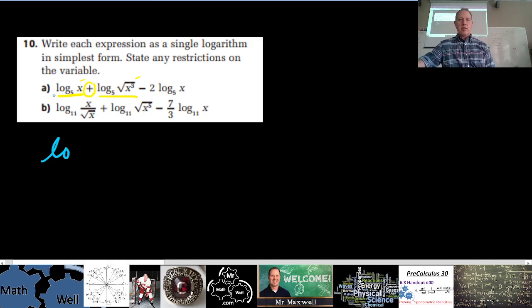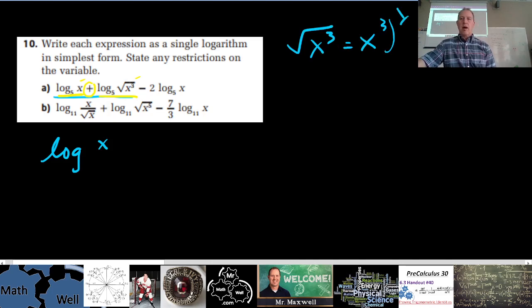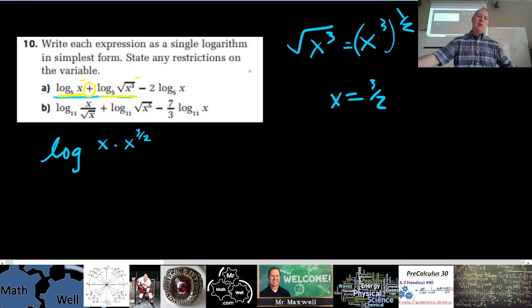So this can be written, the first two here, can be written as log of x times, now root x cubed, that can be written as x cubed to the power of 1/2, right? Which is the same as x to the 3/2. So this is x times x to the 3/2. Now with this subtraction, again, log same base, that 2 can be written as a squared. So guess what? I can also divide by x squared with a base 5.